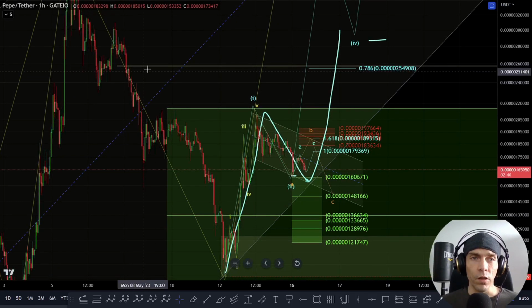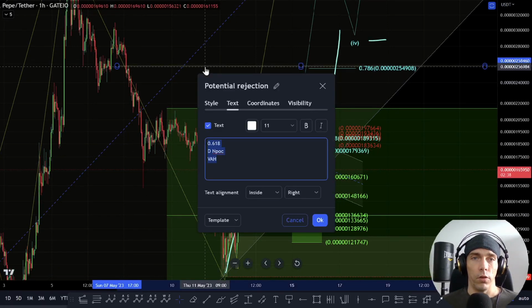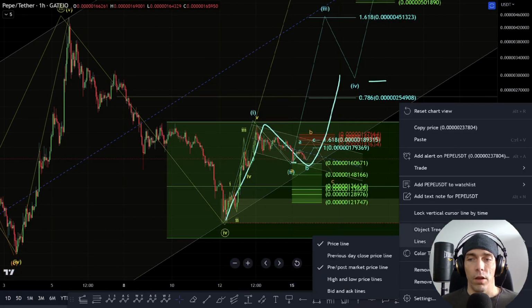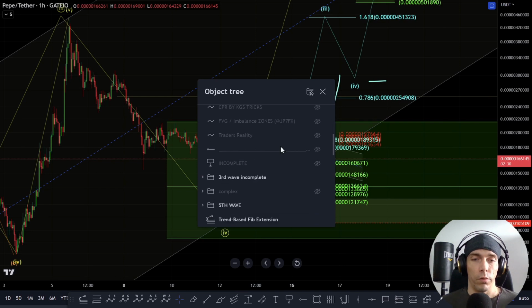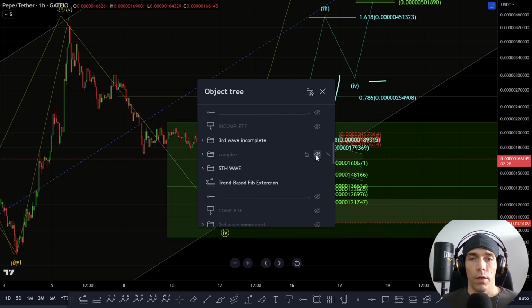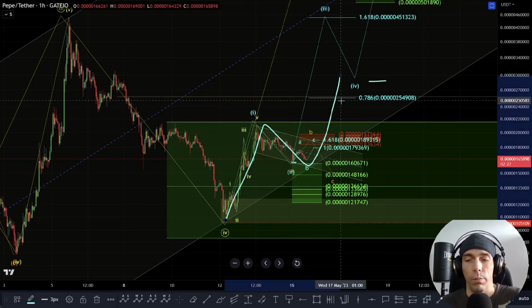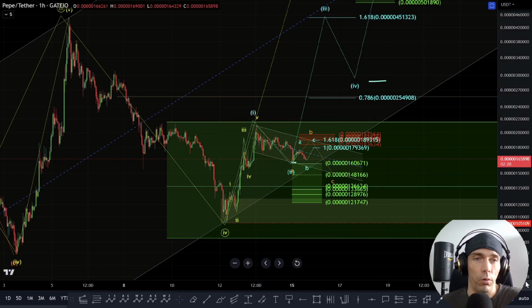So this little rectangular box area that I've got here has a 0.618 of the entire move to the downside in it, as well as a naked point of control on the daily. So this could be quite an interesting level. If we do actually move back up into this zone in a 1-to-1 area, this could actually be a rejection, and then we could look to break down.